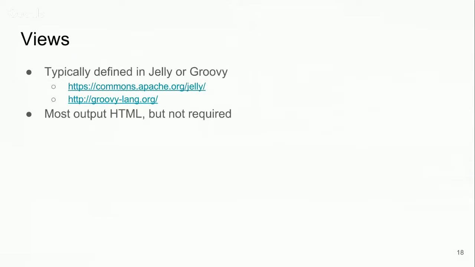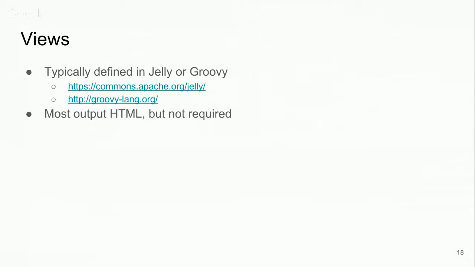Groovy, a scripting language on top of the Java runtime environment, and Jelly is an XML-based templating language and an Apache project. Most views output HTML, but that's not required. Why am I talking about Jelly and Groovy? Historically, views in Jenkins have been defined in Jelly. However, Groovy is the more modern alternative, easier to write, easier to debug.